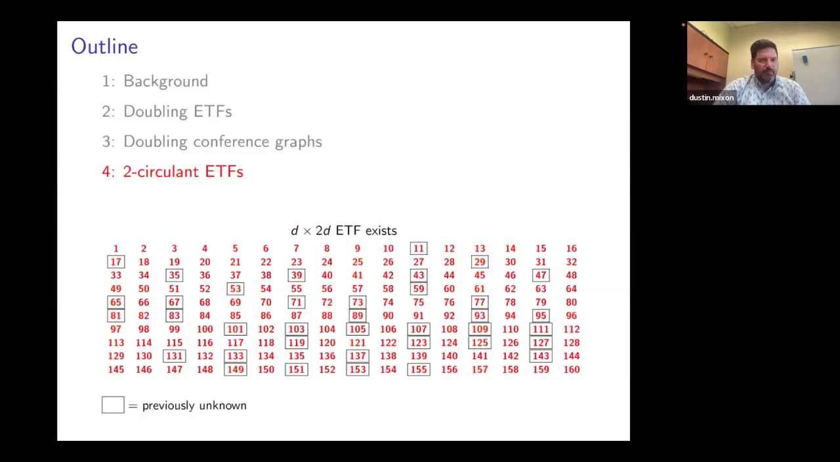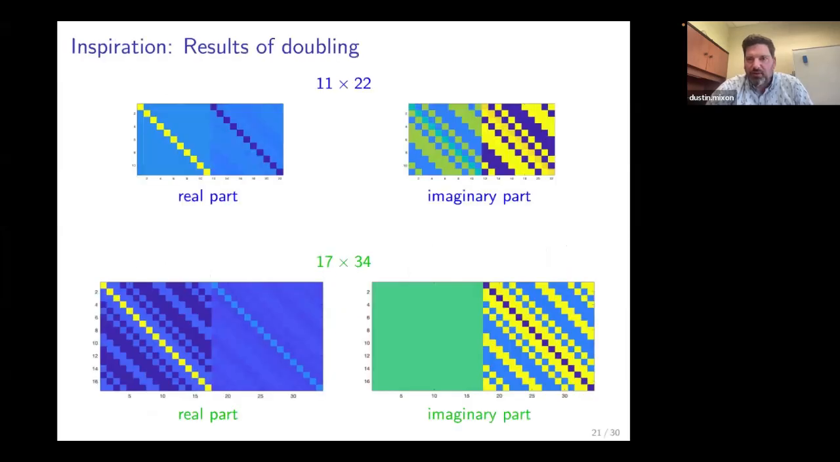The last part of the talk is going to be about 2 circulant ETFs. So for this part of the talk, well, maybe I should tell you where these ideas came from. So if you do the doubling moves that I've been sharing with you, and you look at the short fat matrix that comes out of it.